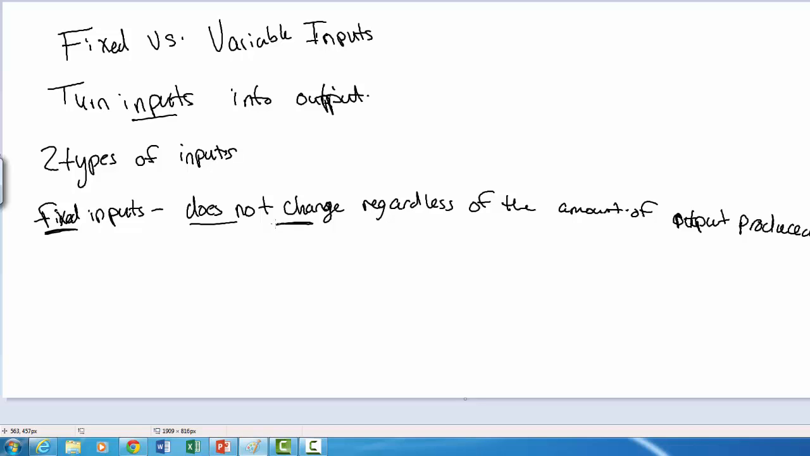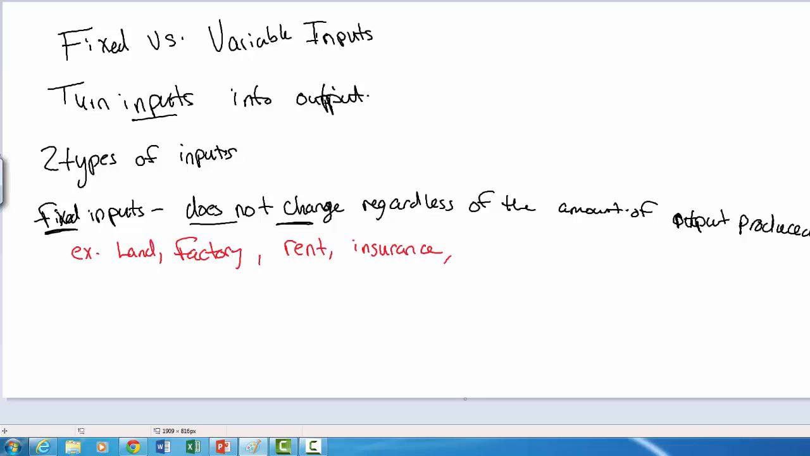Okay. Examples of fixed inputs. I'm going to change my color here so we can see it. This would be things like land, certain machinery costs. Think of a factory, rent, insurance, other things like that. This doesn't change regardless of how many units of output we make.